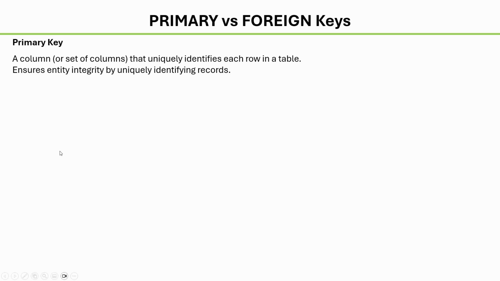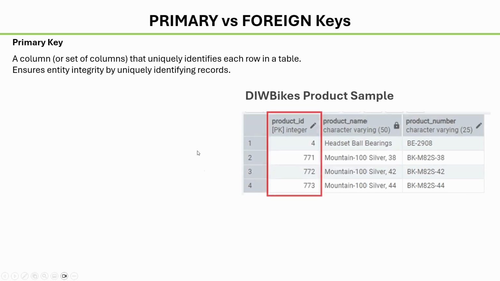Now the primary key is one of the keys that we use as a common key for the join clause. Focusing on the primary key, it could either be a column or a set of columns that uniquely identifies each record in a table. What it does is ensure entity integrity by uniquely identifying the record. Now, let's take an example.